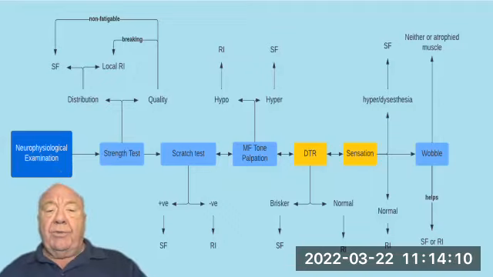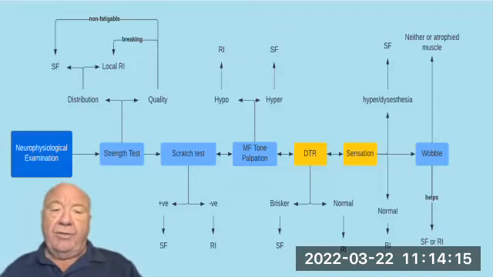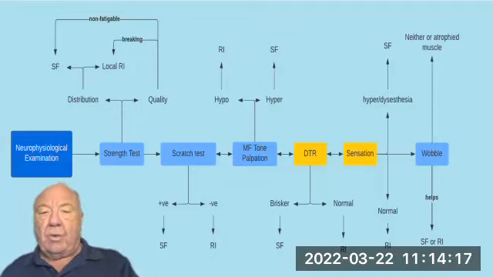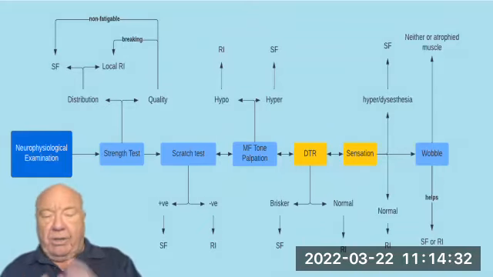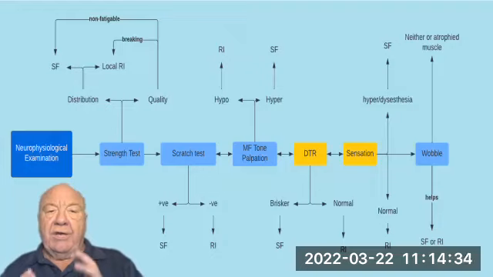So if we start with a strength test, first off, you find weakness, and you can think about the distribution of the weakness and its quality. If the distribution is segmental, then it's segmental facilitation. If it's local around the joint, then it's likely to be reflex inhibition. As for the quality of the weakness, if it's breaking, it's reflex inhibition. If it's non-fatigable, it's segmental facilitation.